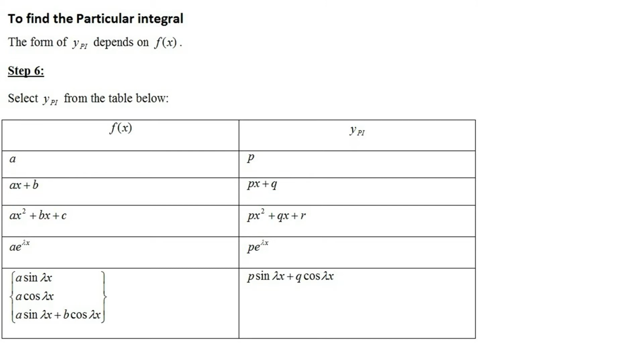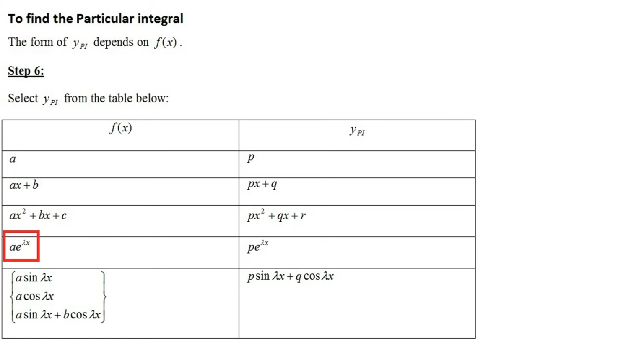Third case for ypi, if f of x is quadratic, so if your function on the right hand side of your second order differential equation is of the form ax squared plus bx plus c, where a, b and c are constants, then take ypi to be quadratic also. So take ypi to be px squared plus qx plus r, and our job is to work out what p, q and r are. Okay. The next case is the case whereby you have an exponential function for f of x.